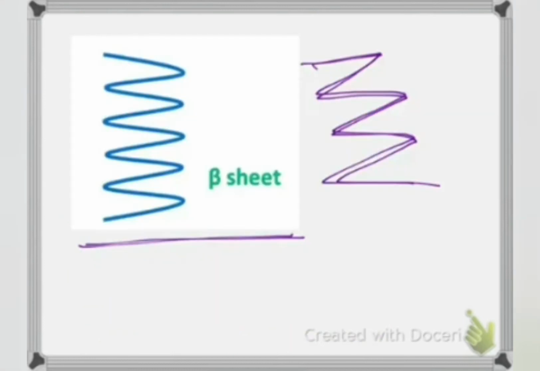Now coming to the other secondary structure, beta pleated sheet. This is the structure of beta pleated sheet. They are extended lines, that is, they are extended in a zigzag manner.